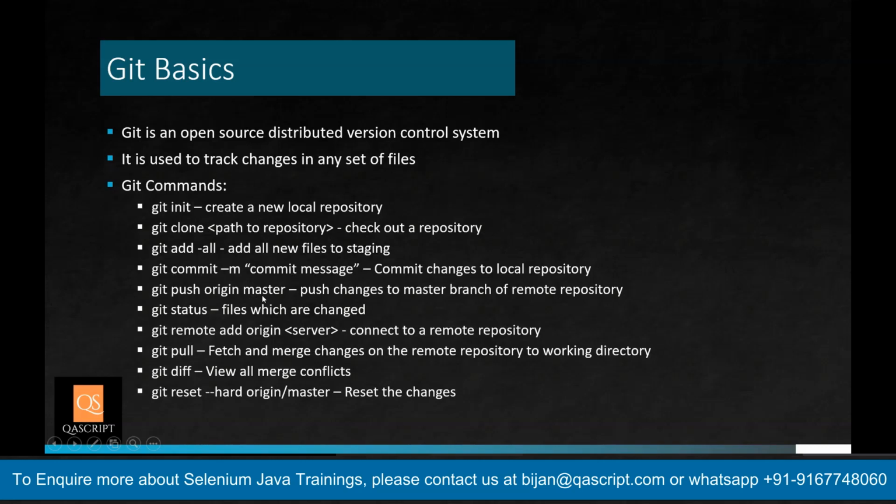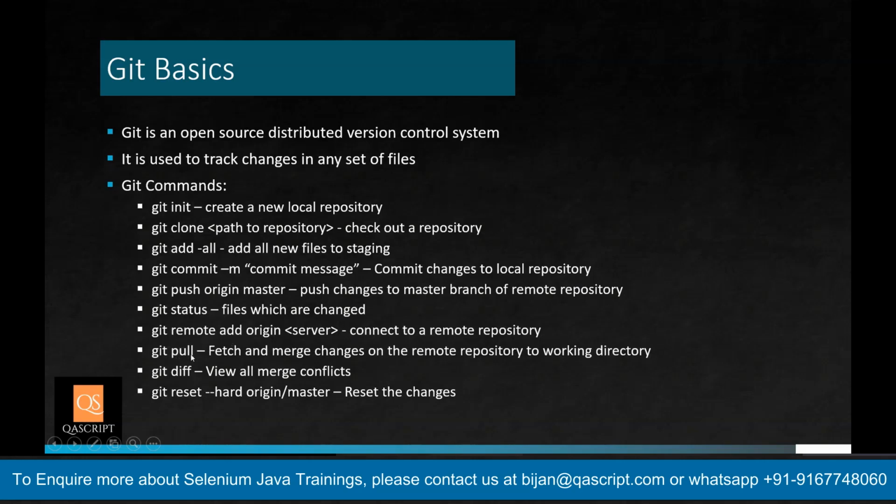Also, before you push code into a remote repository, you need to add that remote repository server into your Git. That you can do using git remote add origin followed by the server. That server could be the branch name as well. So it connects you to a remote repository. Without that, you cannot push it into a remote repository.